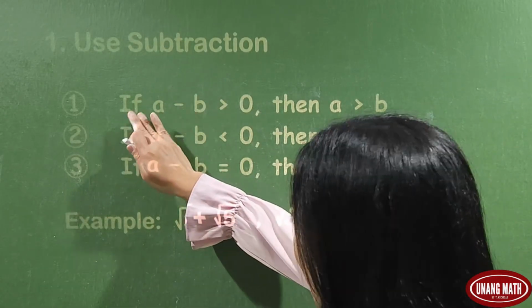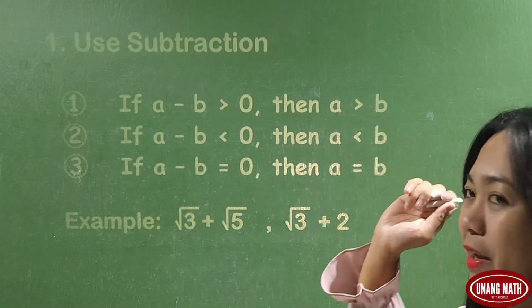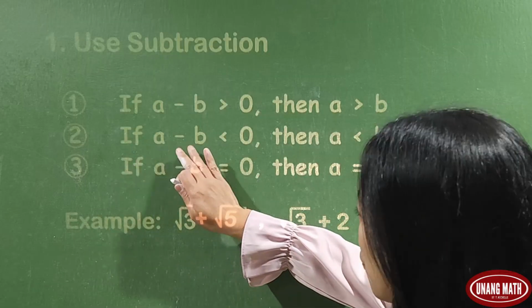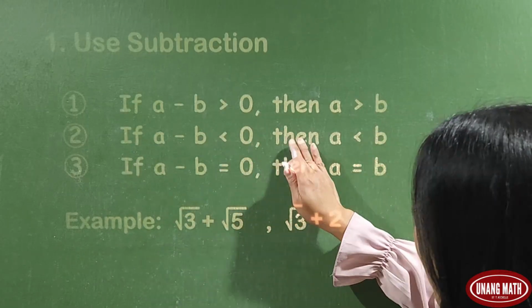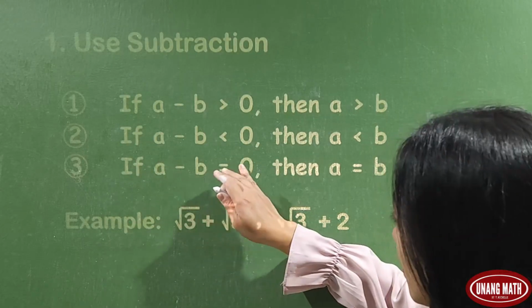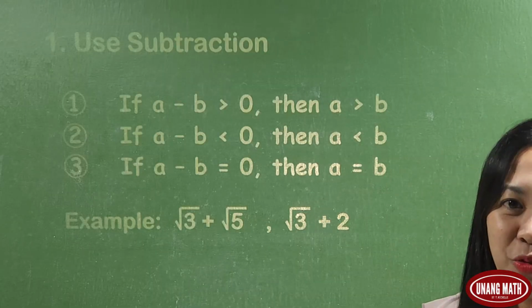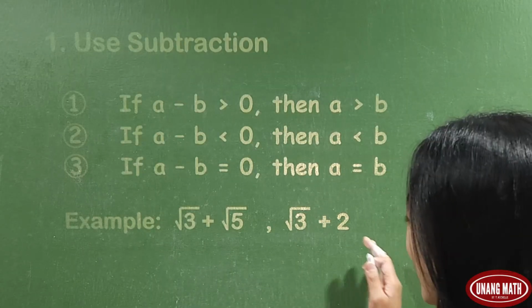So in here, if a minus b is greater than 0, then it means a is greater than b. If a minus b is less than 0, then a is less than b. And if a minus b is equal to 0, then these two numbers are equal. A is equal to b. Okay, now, let's give an example.